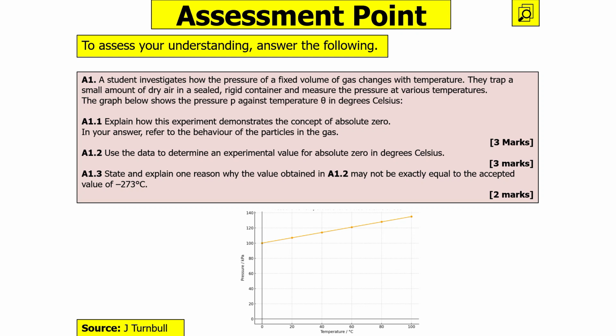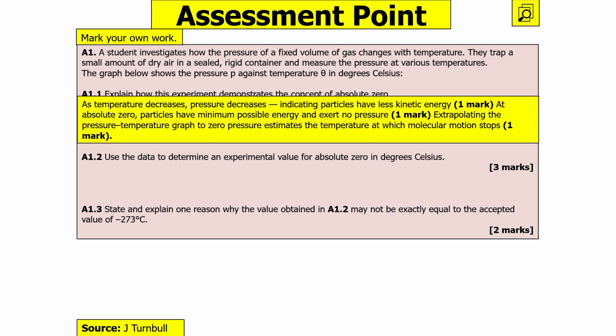Right, in our first question, what's happening at absolute zero? Well, as temperature decreases, the pressure will decrease, indicating that particles will have less kinetic energy. At absolute zero, the particles have the minimum possible energy and exert no pressure whatsoever. So extrapolating the pressure-temperature graph to zero pressure estimates the temperature at which the molecular motion stops.